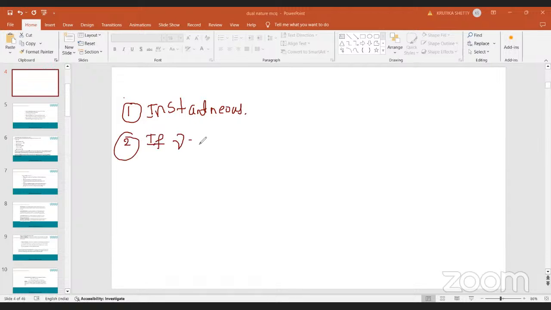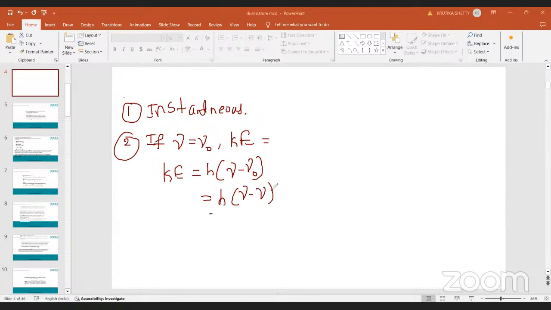If nu is equal to nu naught, in the equation, what is the equation students? We just wrote it: kinetic energy is equal to h into bracket nu minus nu naught. So suppose nu minus nu naught, what is the kinetic energy? Can anyone say? What will be the kinetic energy in the given equation? Half m v square. So if you substitute nu equal to nu naught, we get h into bracket nu minus nu, where nu is nothing but nu naught itself. Nu minus nu is 0, so h into 0 is 0. Therefore, suppose the incident frequency and threshold frequency are the same, the kinetic energy of the particle will be 0. Is it clear?